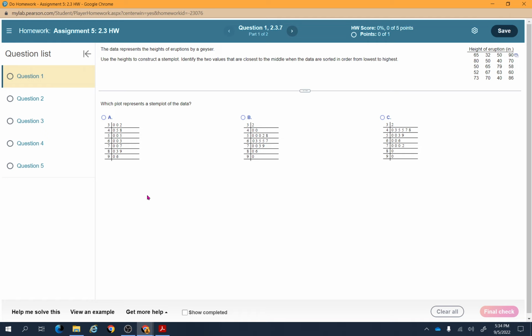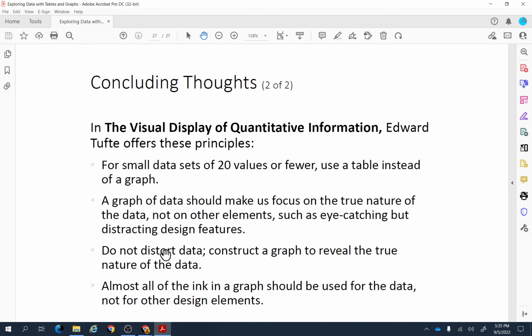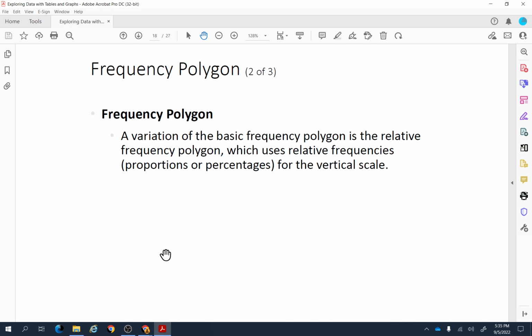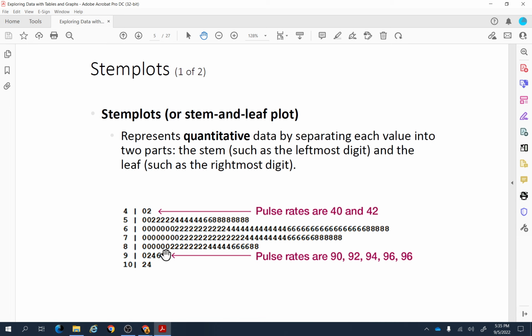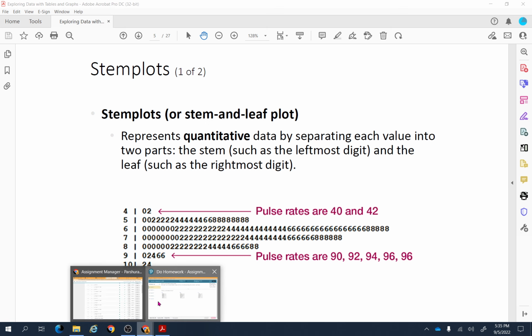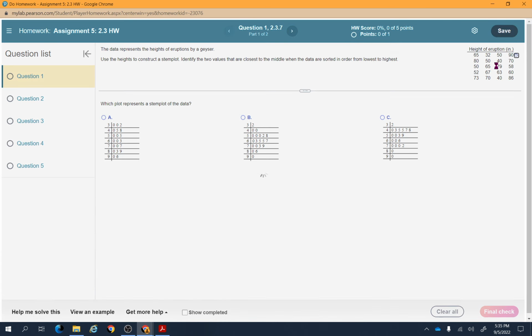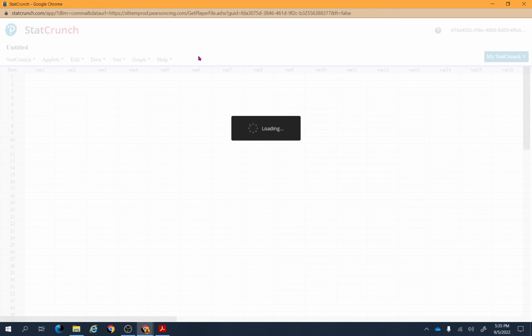Let's say first one. This data represents the height of eruption by a geyser, and this is the data you can see. We can copy this data into Excel or StatCrunch. Now we would like to plot the stem plot. So what is a stem plot? A stem plot needs two parts. The first part is the left side and right side. So we're going to copy this data into StatCrunch and then after that it's just copied here.